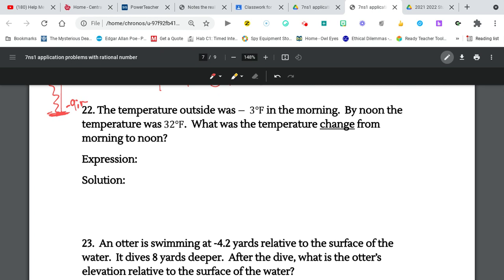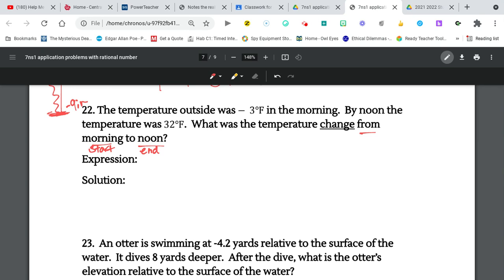All right, let's take a look at 22. It says the temperature outside was -3 degrees Fahrenheit in the morning. By noon, the temperature was 32 degrees Fahrenheit, still freezing, but much better than -3. What was the temperature change? And it says from morning to noon. So it told me where it started, and it also told me where it ended, okay?